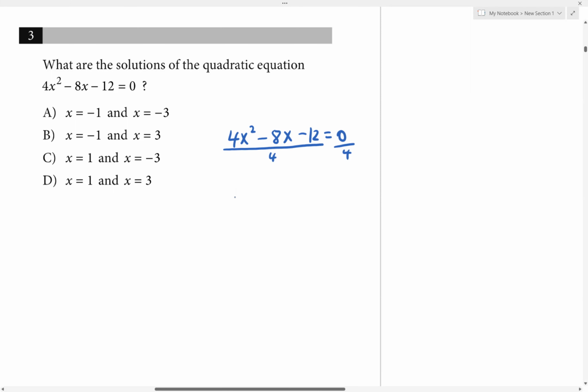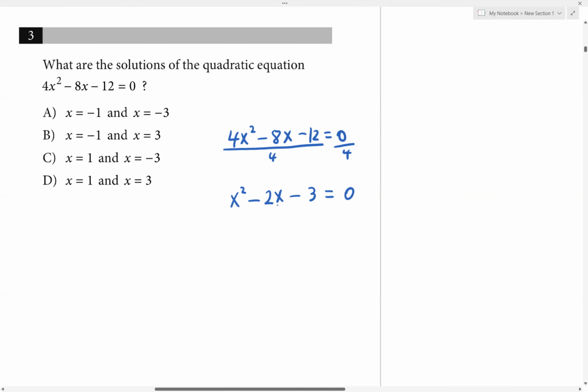Then this will simplify. We'll get x squared, 8x over 4 will be 2x, minus 12 over 4 will be 3, right? And that's equal to 0 over 4, which is 0 on the right. So we recognize you can divide out the 4. This will make it a lot easier to work with.